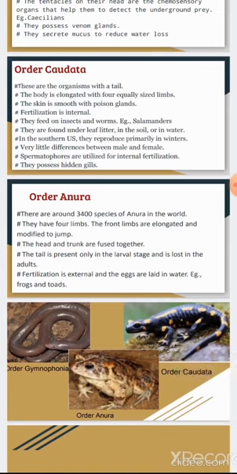There are around 3,400 species of Anura in the world. They have 4 limbs. The hind limbs are elongated and modified to jump. The head and trunk are fused together. The tail is present only in the larval stage and it is lost in the adults. Fertilization is external and eggs are laid in water. Example, frogs and toads.